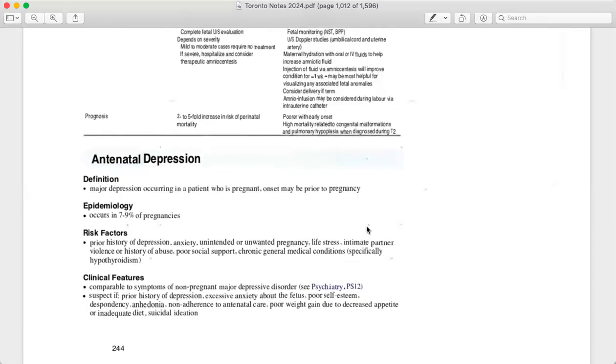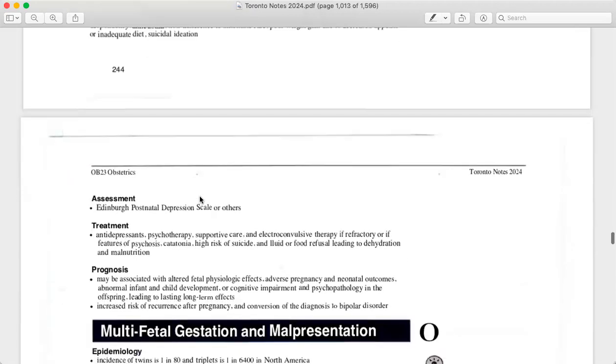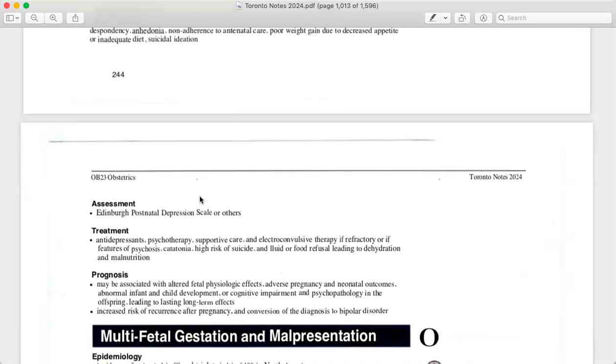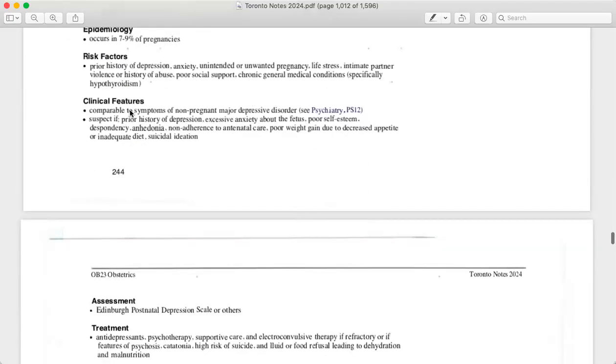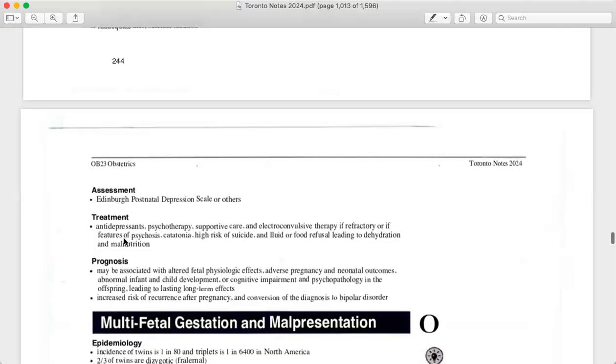Antenatal depression, yes, antenatal depression. Major depression occurs in a patient who is pregnant. All you need to remember is how you are going to do the assessment and treatment. The Edinburgh Postnatal Depression Scale can be used. And what you are going to prescribe is an antidepressant, because this is antenatal. All you need to do is give an antidepressant which is safe in pregnancy. Psychotherapy, supportive care, and electroconvulsive therapy can be done.